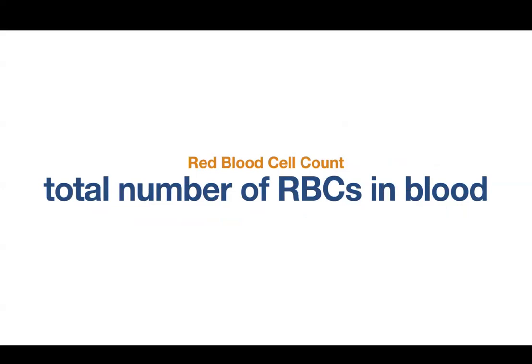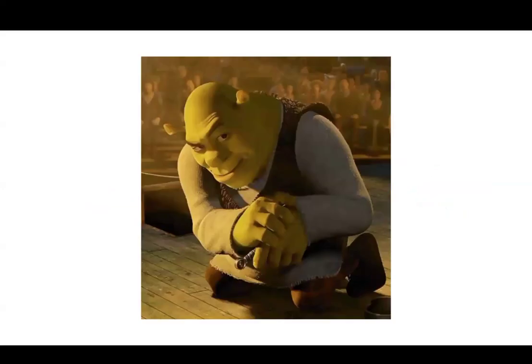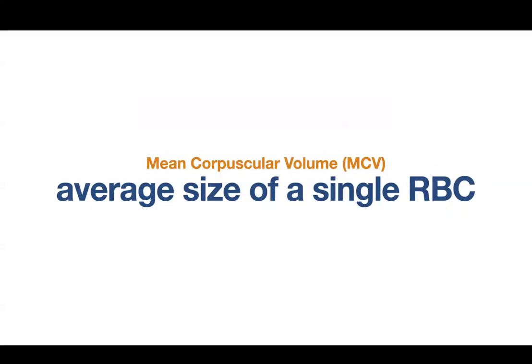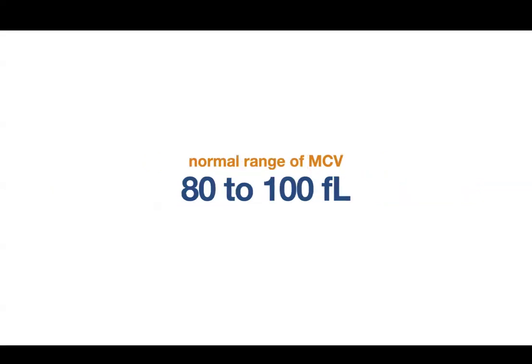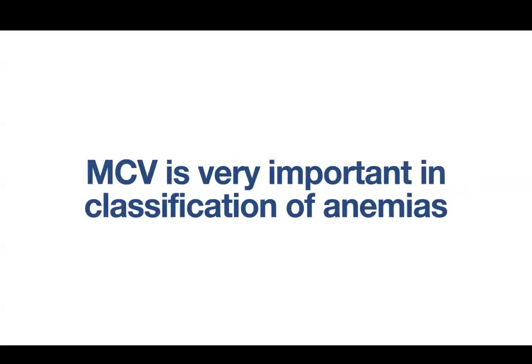Next, we have the red blood cell count. It's just the total number of RBCs in the blood. Very simple, very intuitive to understand. And now we move on to the tricky ones. We start with the mean corpuscular volume, or the MCV. This is the average size or the average volume of a single RBC. And this is probably the most important one of these blood tests that you should know. Why? Because the MCV plays a very important role in the classification of anemias.